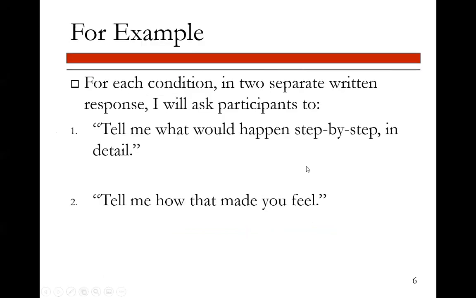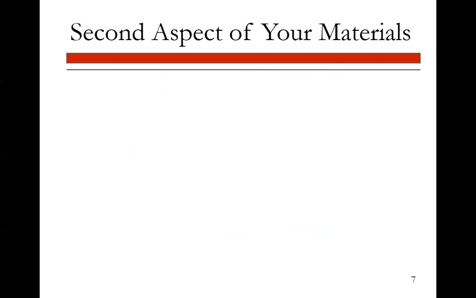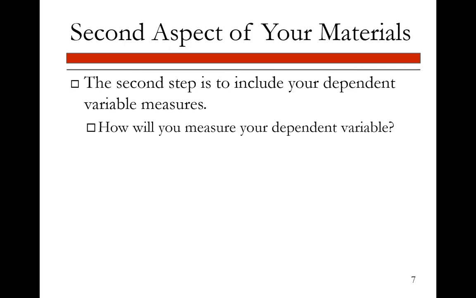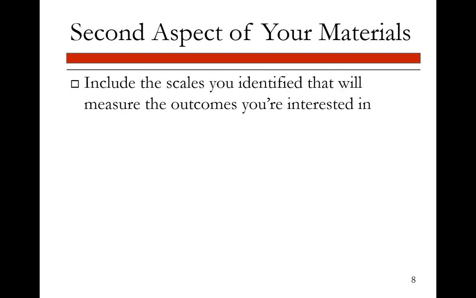Okay. Now what we're going to do is talk about our second aspect of your materials. And this is going to build off of step 2 that you just completed. So the second step here, our third step overall, is to include your dependent variable measures. So indicate how are you going to measure your dependent variable? How are you going to measure that outcome that you're interested in? And to do this, you're going to include the scales you identified that will measure the outcomes you're interested in.